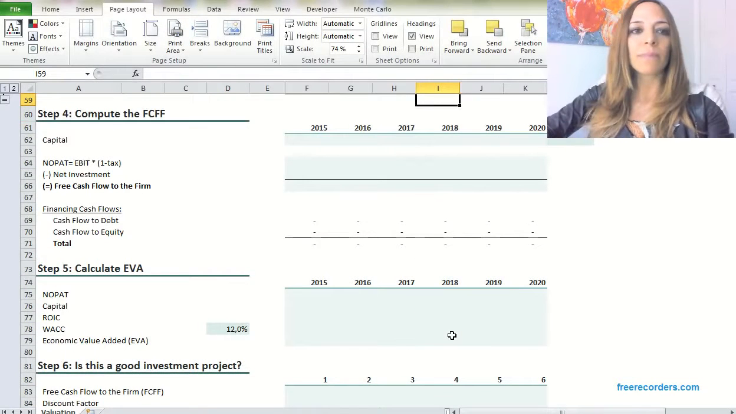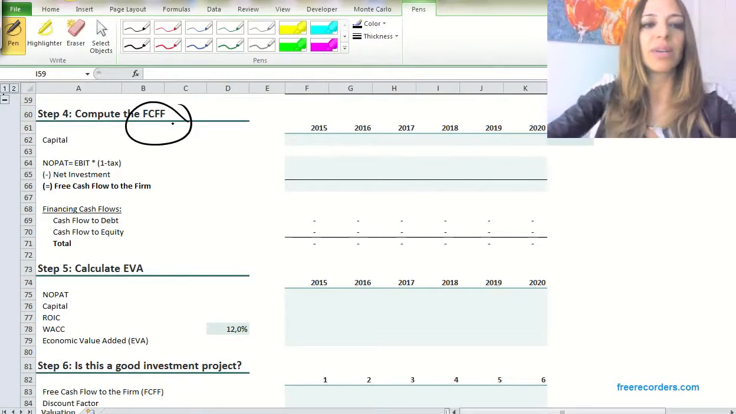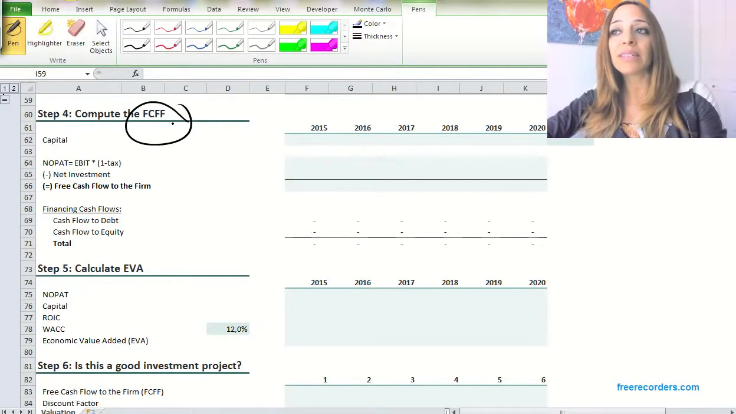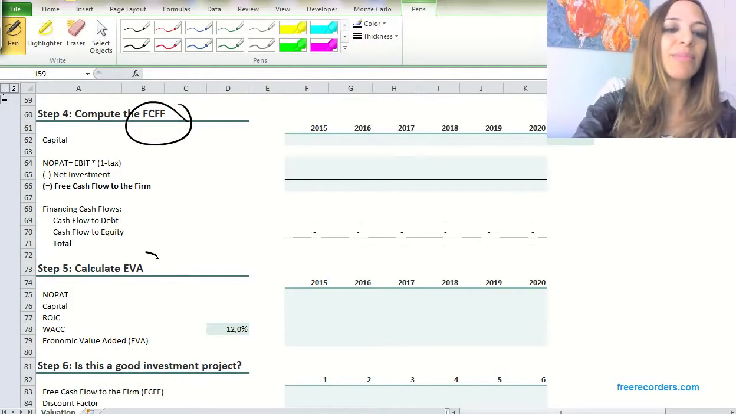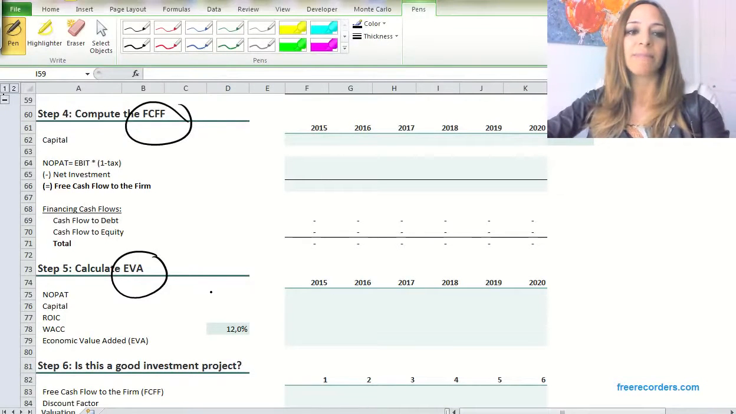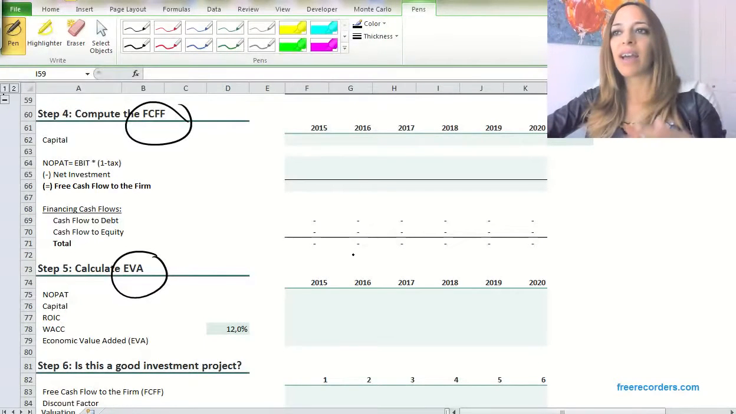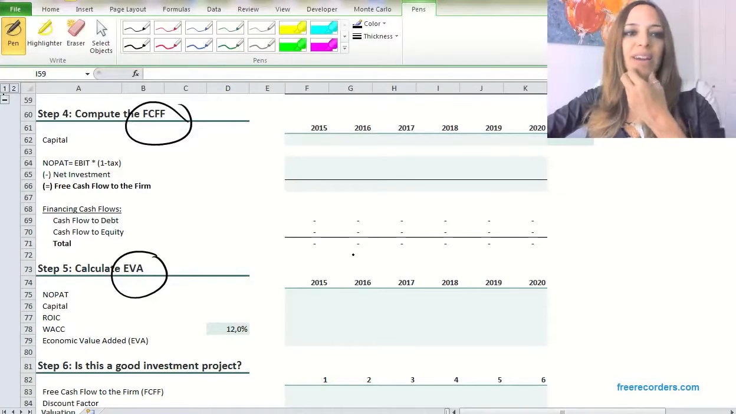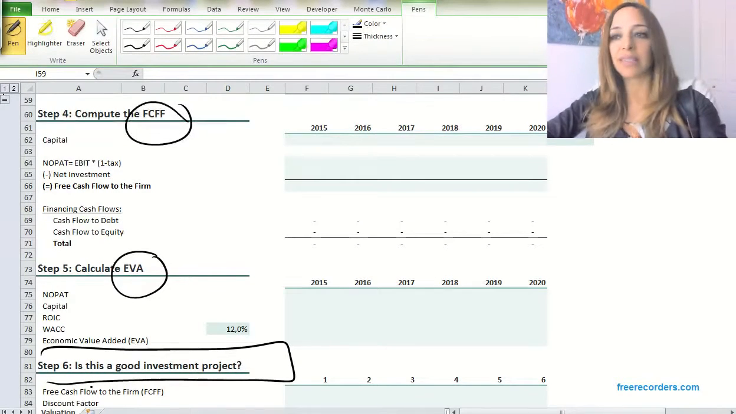Then we need to compute free cash flow if we want to evaluate this investment. The objective being to determine whether this is a good investment project or not. There is another methodology that we are going to use, which is the economic value added, the EVA. They will lead to the same result, but they will explain how the project is creating value in a different way. And finally, the question we would like to answer is: is this a good investment project?